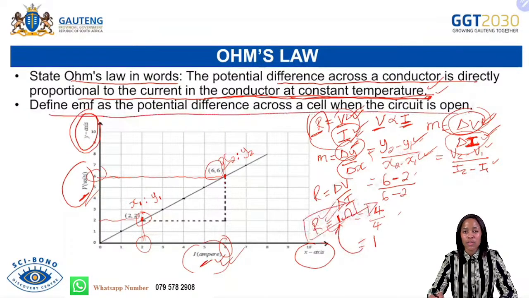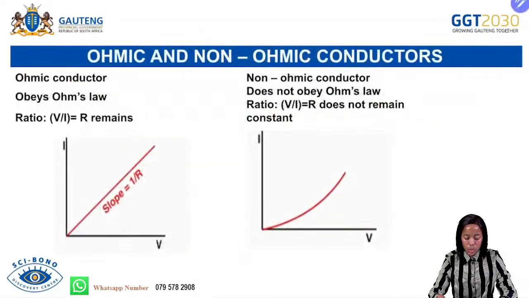When you have placed a voltmeter across a battery, you are going to measure that potential difference only when the circuit is open there. Okay, so now we have ohmic and non-ohmic conductors.